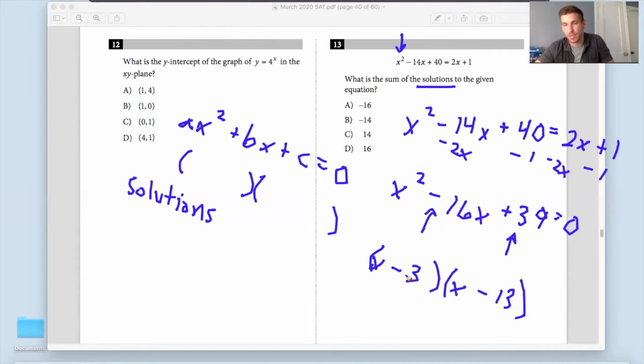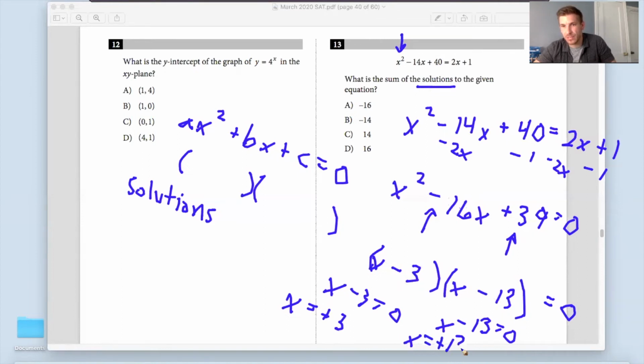So if I have to solve for the solutions, then I have to set all this equal to 0, which means this becomes x minus 3 equals 0, and this becomes x minus 13 equals 0. And if that's the case, then x equals positive 3, and x equals positive 13. Although realistically, I wouldn't be writing this down on the test. I would do that in my head. And then I would say, okay, well, what is the sum?